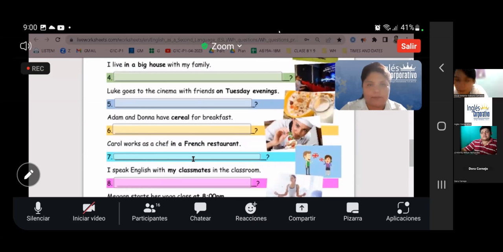Sería en el salón, dice. Entonces sería where. Classmates son los compañeros. Where, ¿dónde? ¿Dónde hablas inglés? ¿O con quién, quizás? Ah, también, porque dijo que lo que está en negrito es la respuesta. Entonces es which. No, who. Who. ¿Con quién? ¿Con quién hablo yo inglés?